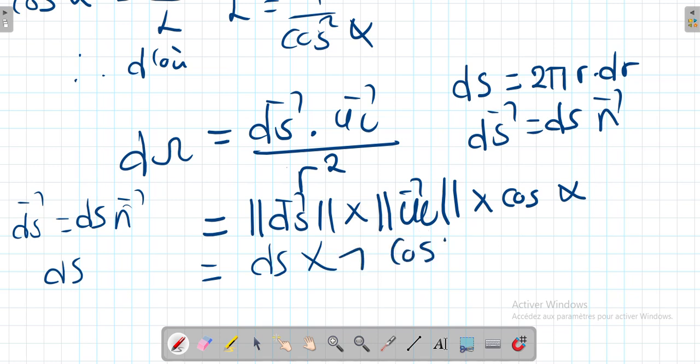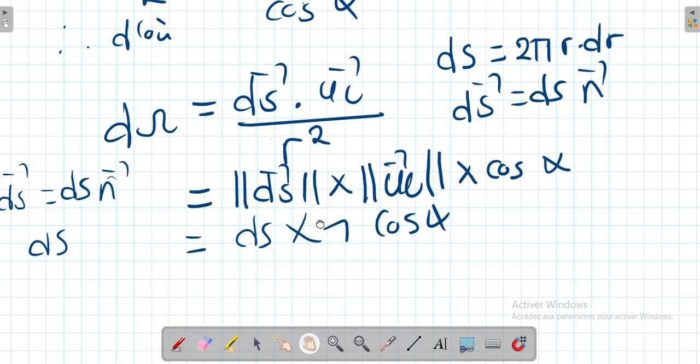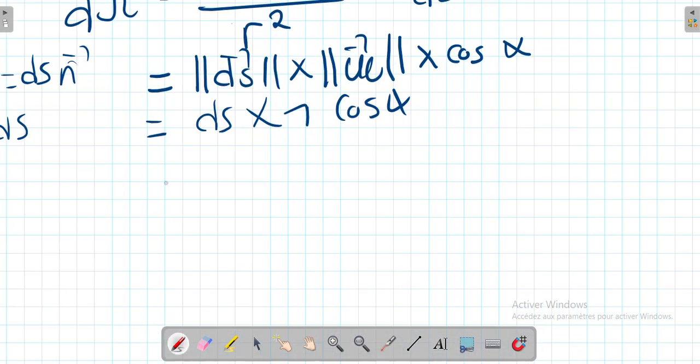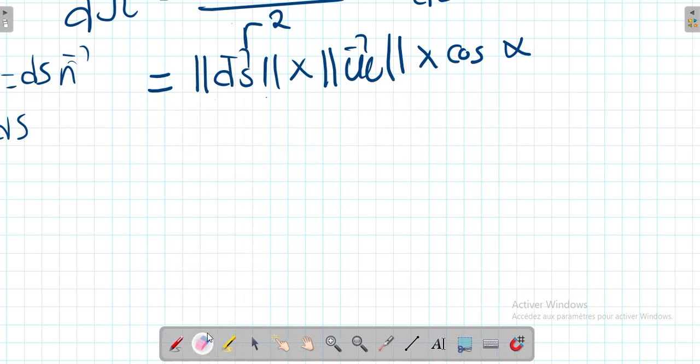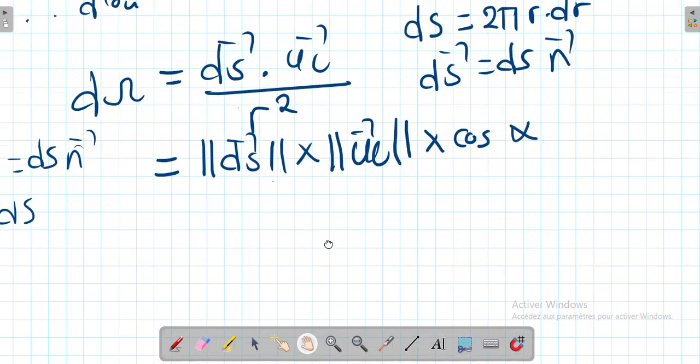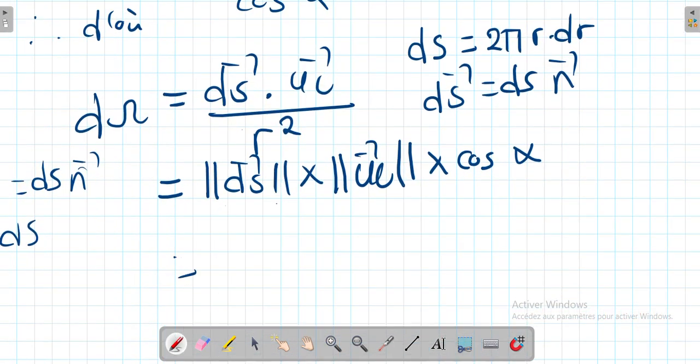Then cos of... Now, this is how we do the dot product. From your formula, you're going to get the dot product. So the magnitude ds multiplied by the magnitude of ul, which is just 1, then multiplied by the cos of the angle between them, which is alpha, over l squared. That's it, according to the formula.